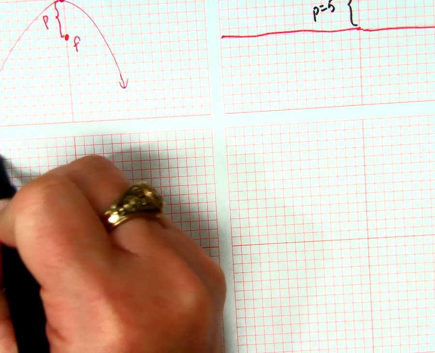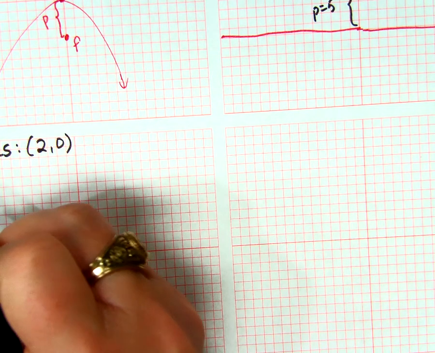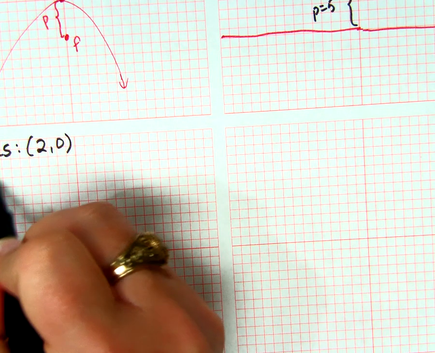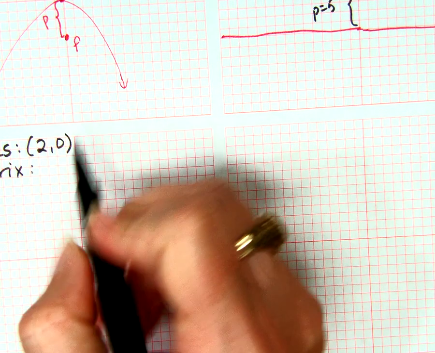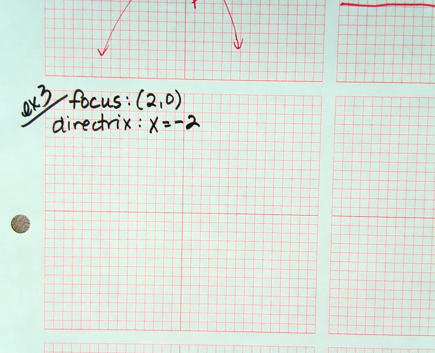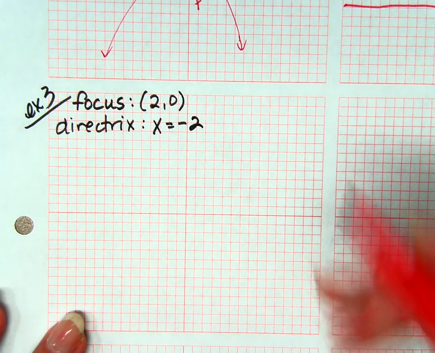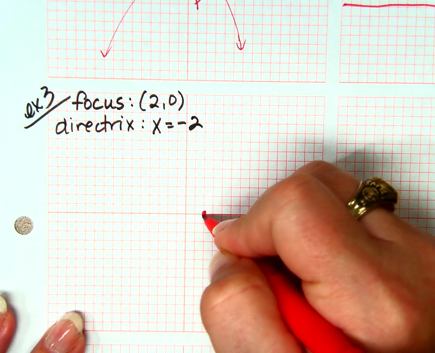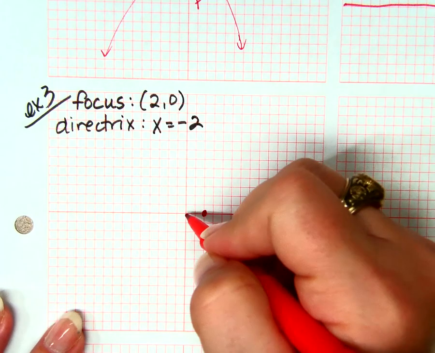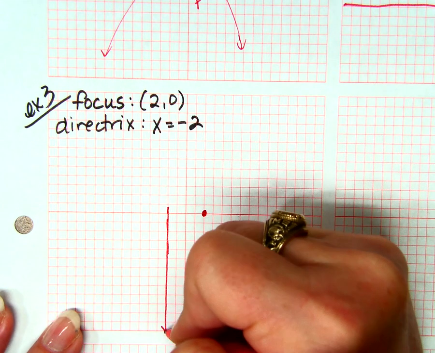The focus is at 2, 0. The directrix is at x equals negative 2. So the focus is at 2, 0. The directrix crosses the x-axis at negative 2.